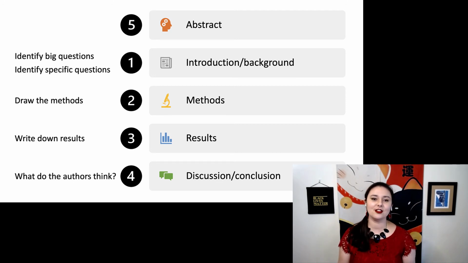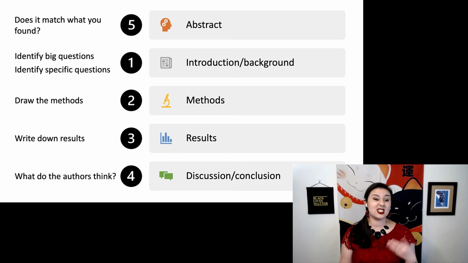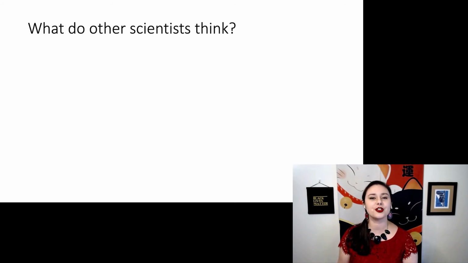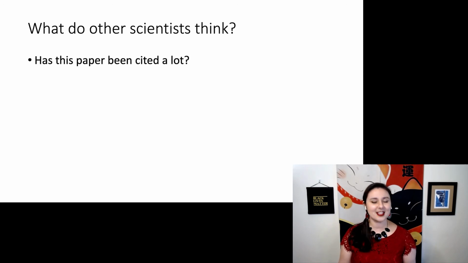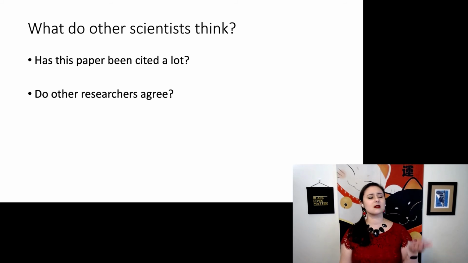And then lastly, look at the abstract. The abstract is a short paragraph that details the overarching idea and the importance of this paper. And now, after you've gone through this paper, you want to see, does it match what you found? Of course, it is important to make sure you check what other scientists think, because of course the people who write and publish that paper think it's important. So you want to look if it's been cited a lot, if other people agree or not. What is interesting is there are some researchers whose career has been made because there's another lab who thinks something completely different, so they spend their entire careers just writing counter papers to each other.